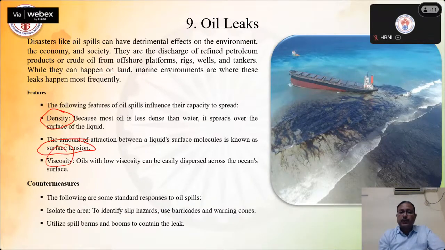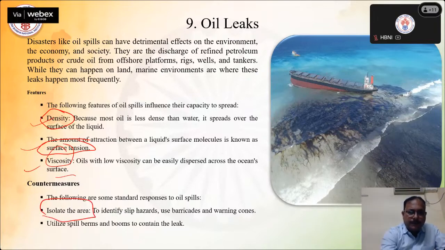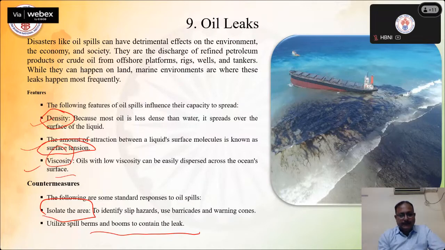Oils with low viscosity can be easily dispersed across the ocean surface. So these are three chemistry terms which are very easy to understand: how viscous the material is, how dense, and what the surface tension is. These are the properties of oil which lead to spreading in any ocean. What are the countermeasures? Isolate the area. To identify this, use barricades and warning cones. Utilize spill booms to contain the leak. Booms are not the only solution, but yes, they are a major part of the solution which can be provided to clean up all these leaked chemicals or oils.